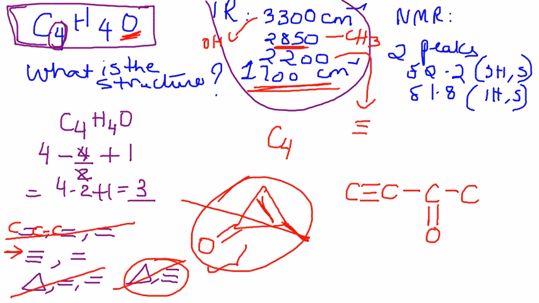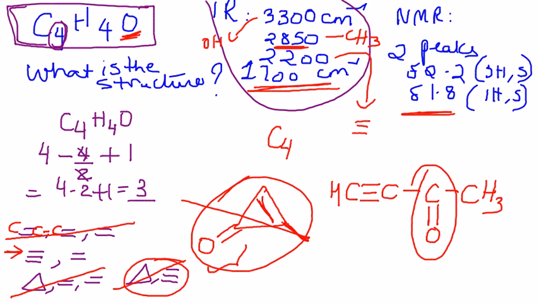Also, if it were an aldehyde, then the NMR should have shown you a peak at 9.0, and we don't have that. So that's not possible. So let's complete the Lewis structure and see if it fits what we have.